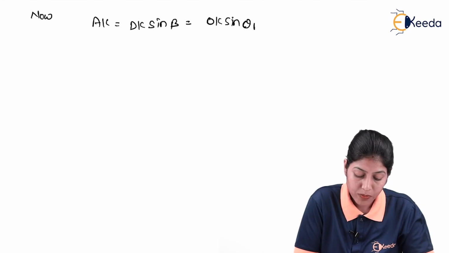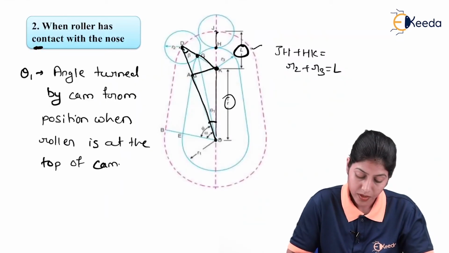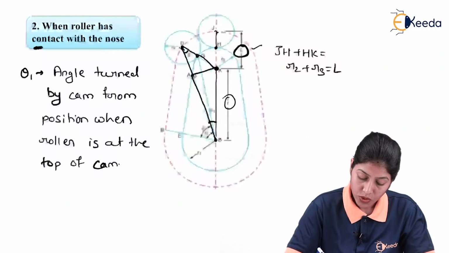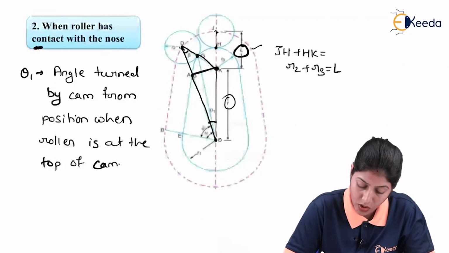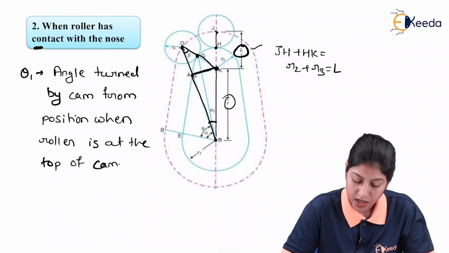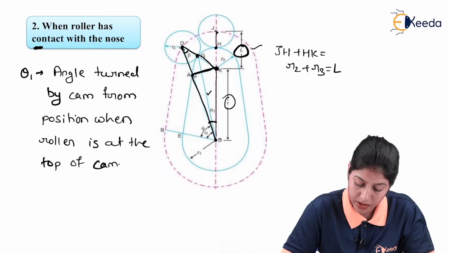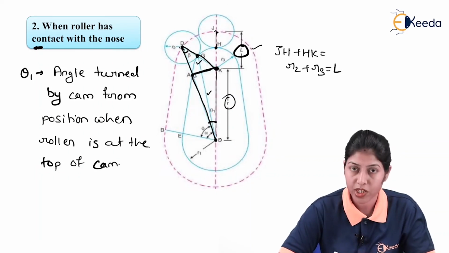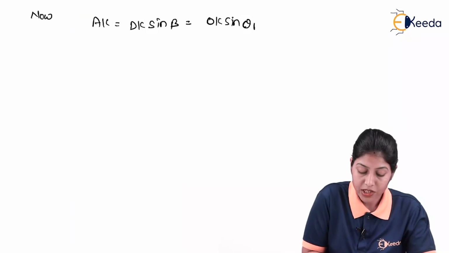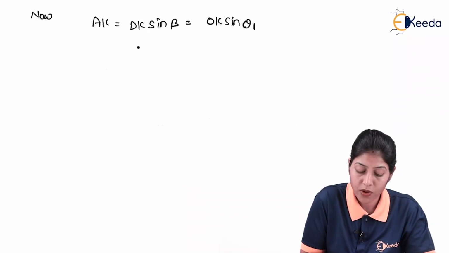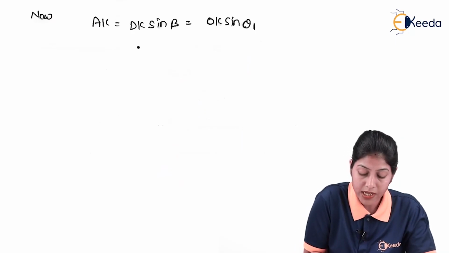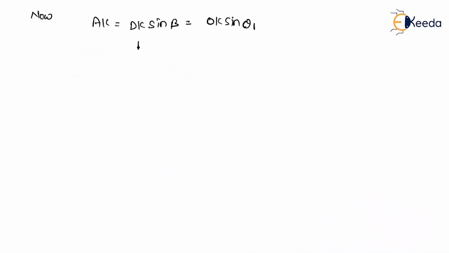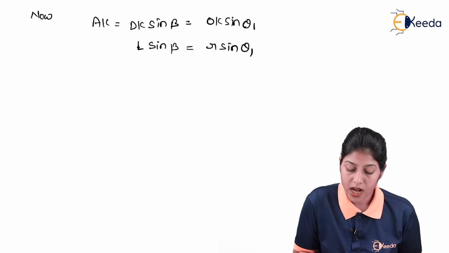if we want to define this particular value of AK, so here we have two triangles ADK and AOK, and this AK is the common line for these two triangles. So if we want to define the value of AK with this triangle and with this triangle, so both will be equivalent. So here is the simplification. So AK will be DK sine beta from the smaller triangle, and it will be OK sine theta 1 from the bigger triangle. And if we simplify this term, so L sine beta equals to R sine theta 1.